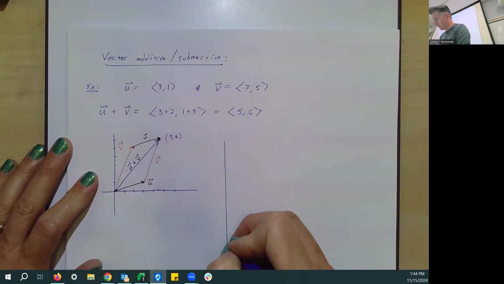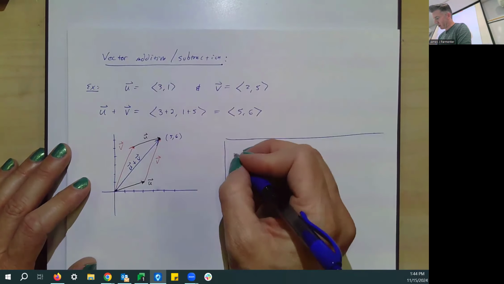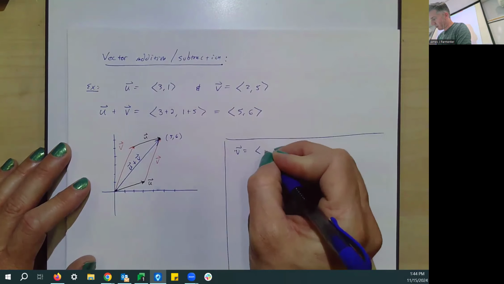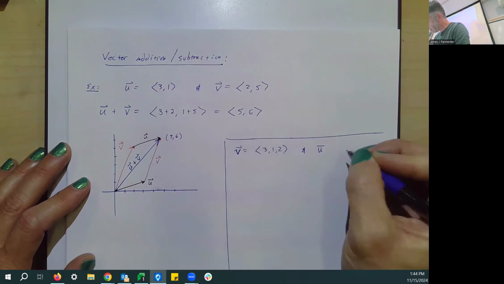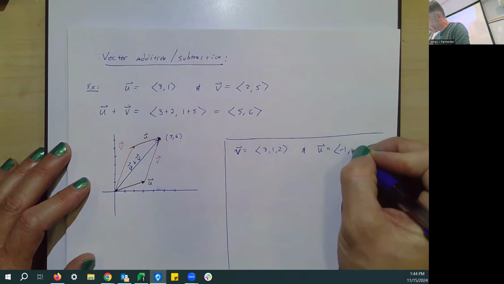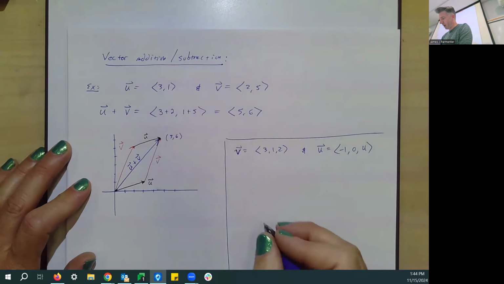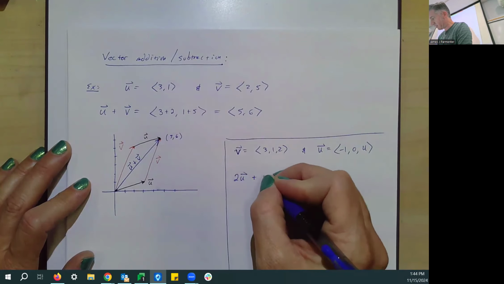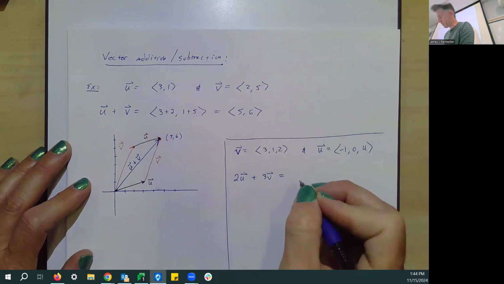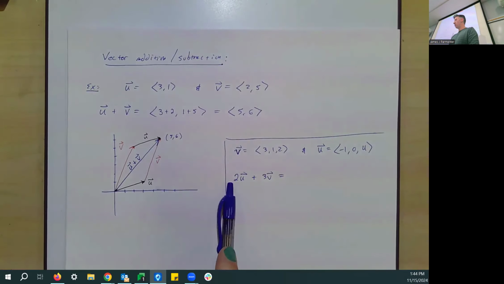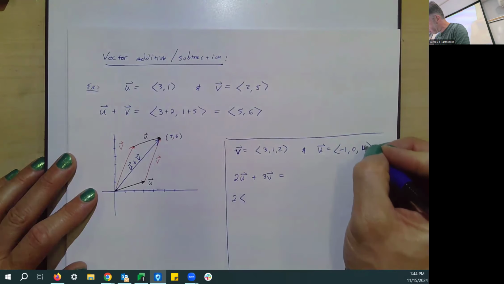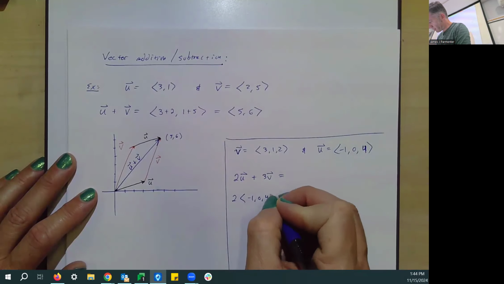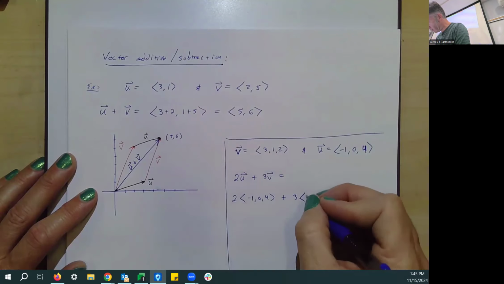So for another example, let's say I was given the vectors v equal to 3 comma 1 comma 2 and u equal to -1 comma 0 comma 4. And I want to find 2u plus 3v. When you multiply a vector by a scalar, you just multiply each component by that number. So that's just going to be 2 times the vector -1, 0, 4 plus 3 times the vector 3, 1, 2.